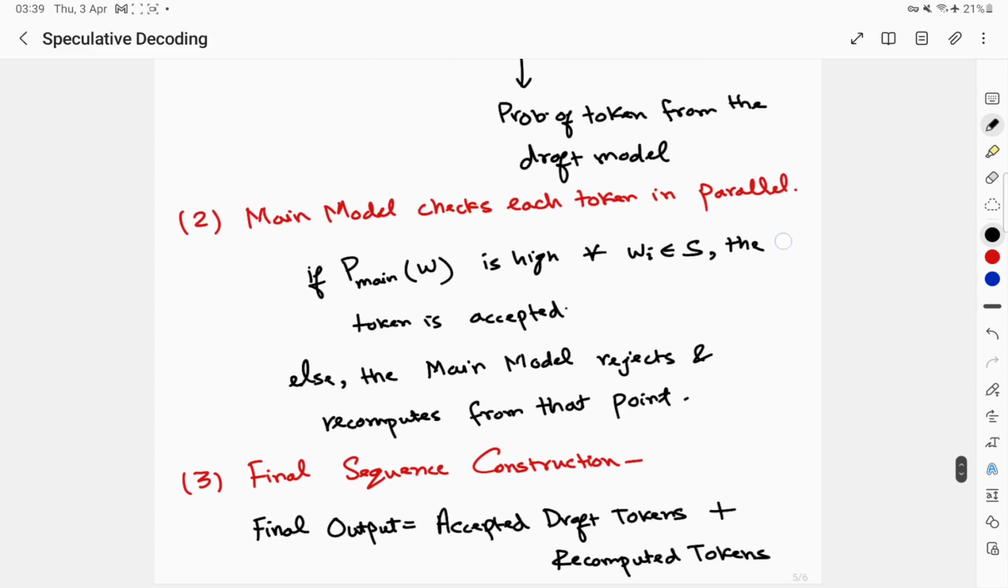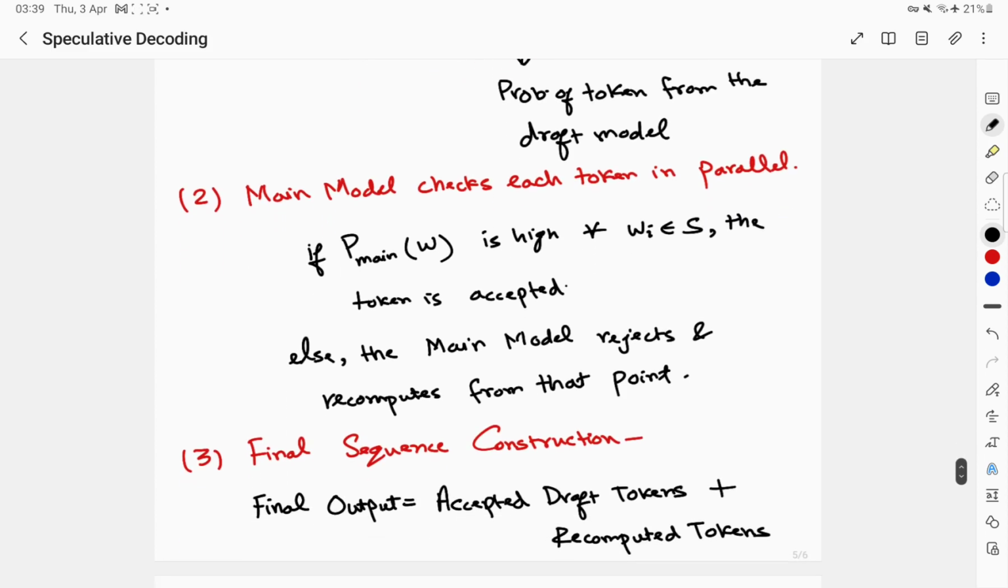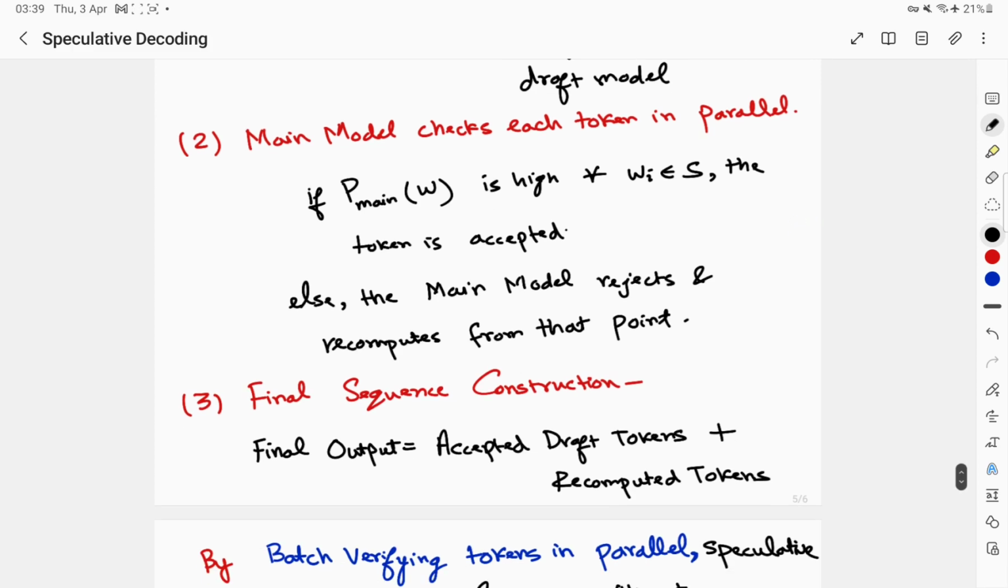Once you generate these sequences, the second step is that the main model will check each of the tokens in parallel. If P_main(w), that is, the probability that the token came from the main or larger model, is high for every token belonging to S, the token is accepted. Else the main model will reject the token and recompute from that particular point where it rejected the token.